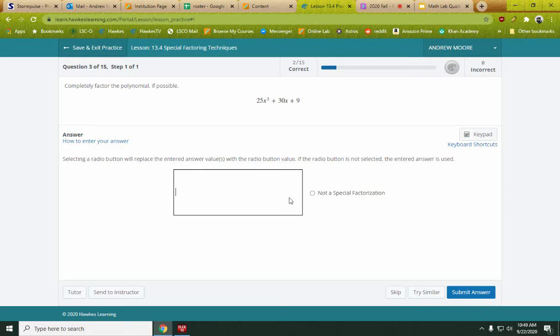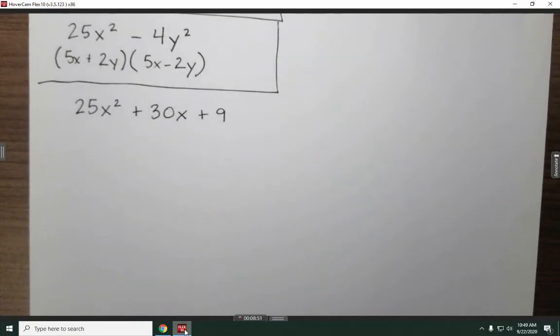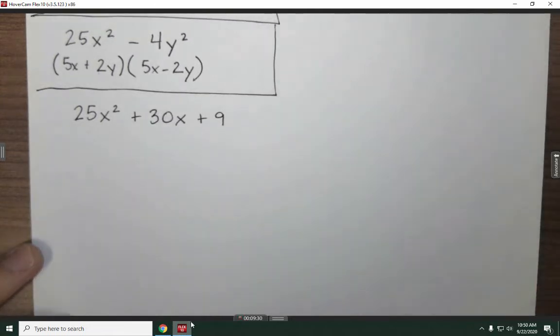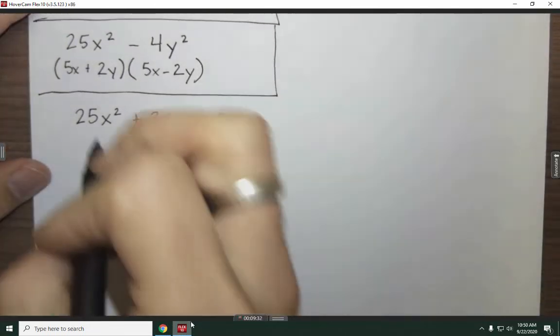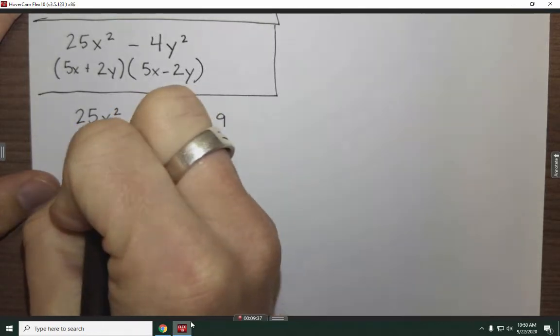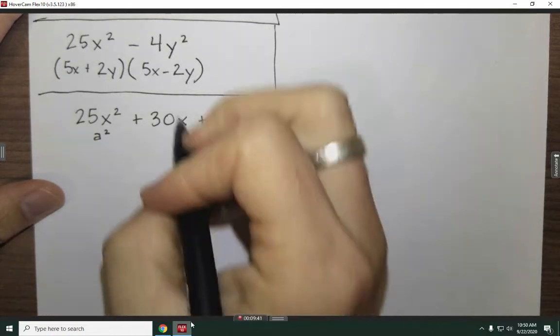Move back to the polynomial if possible. We have 25x squared plus 30x plus 9. This one can be represented by our square of a binomial sum. What it's saying is that this is the method that this thing should be set up with. So this is what this is represented by.